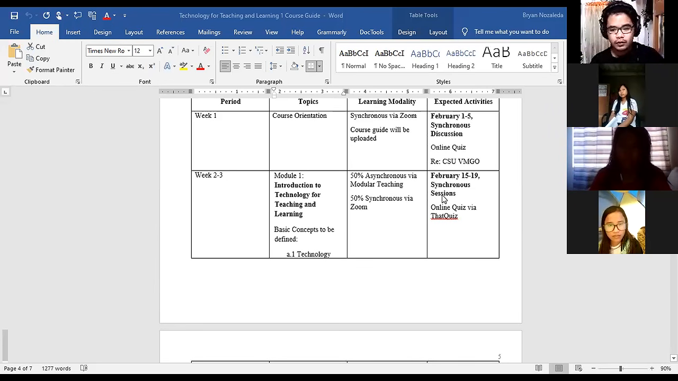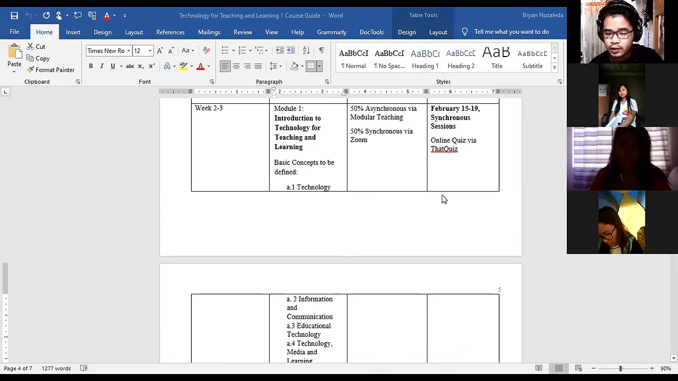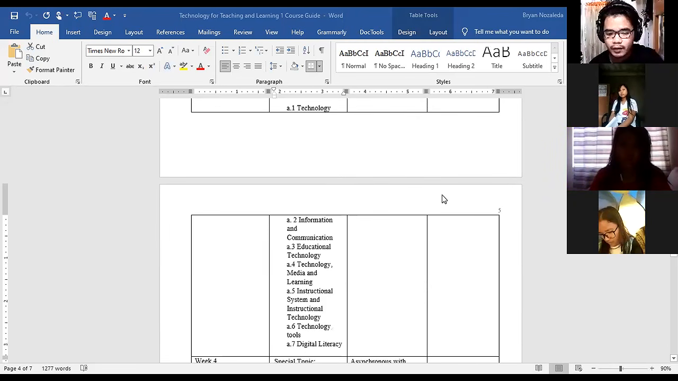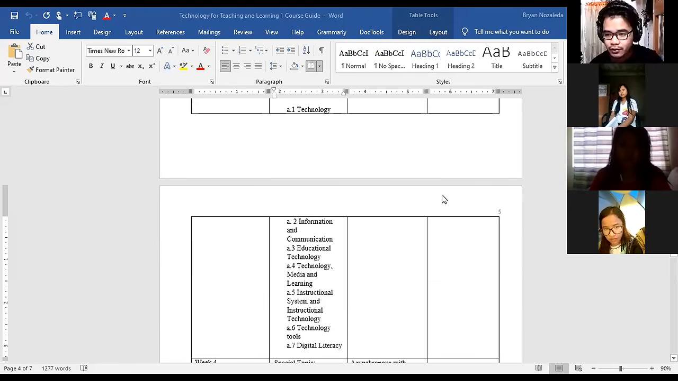All right. So today's discussion will be focused on Module 1, Introduction to Technology for Teaching and Learning. There are many concepts that we need to define here. Although this is just a review of things that you have discussed already in facilitating learning, like what is teaching, what is learning, and how learning happens. As of today, you should already know what learning is and how learning can happen.